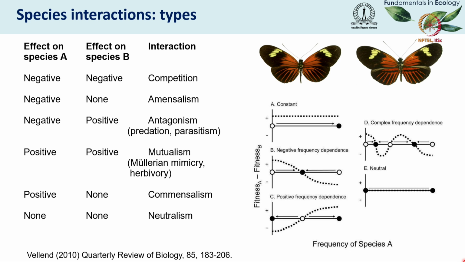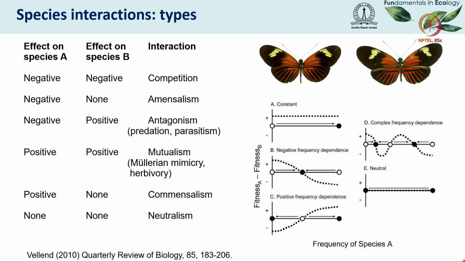Competition is a word that is often heard in the context of ecology, and competition is a kind of interaction between two species where both of them have mutually negative impacts on each other. So if the population size of species A increases, it causes a reduction in the population growth rate of species B. If the population size of species B increases, it causes a negative impact on the population size and the population growth rate of species A.